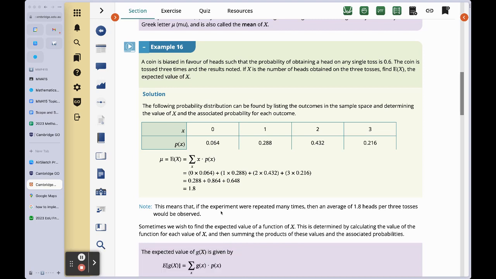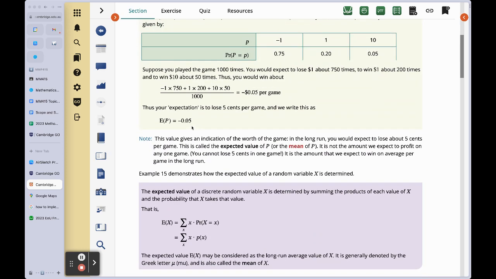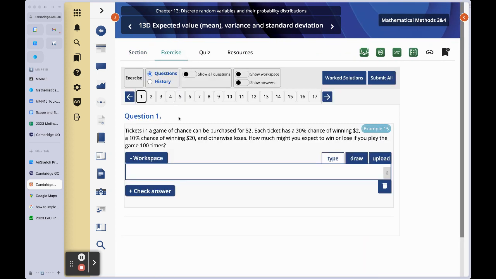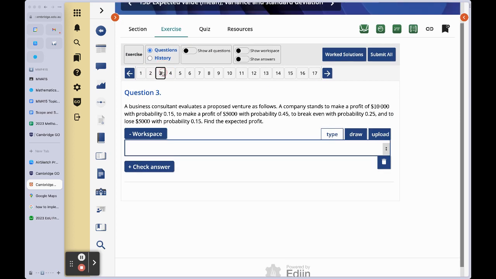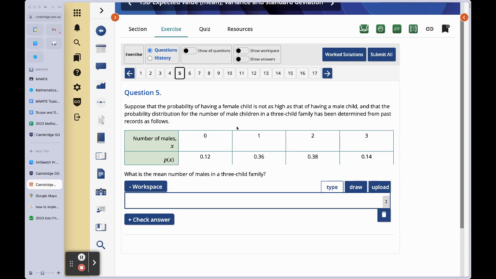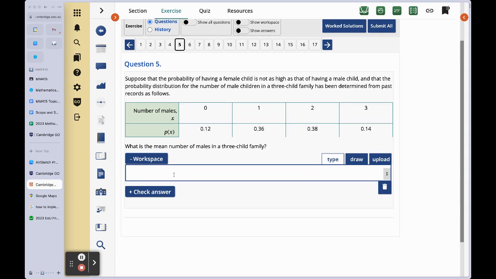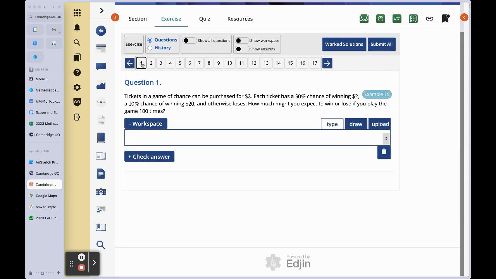Now, you'll need to do some work from your textbook. It'll be on Google Classroom, and it will be a few questions from exercise 13D. So in most cases, you're given a table, and you just need to work out what the expected value is. If it asks you for the mean, then that means the expected value, so it's exactly the same sort of working out. On the other hand, if it doesn't give you the table and you need to work out the table, then that's what you can do.